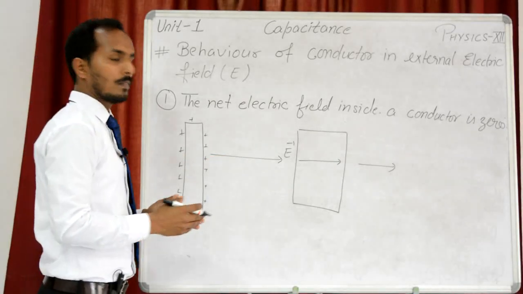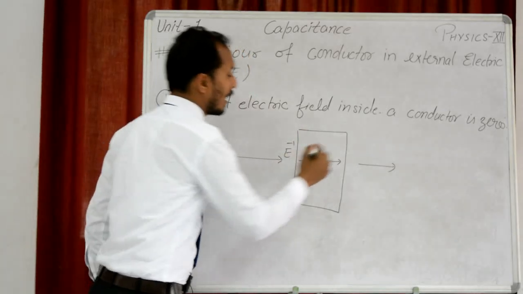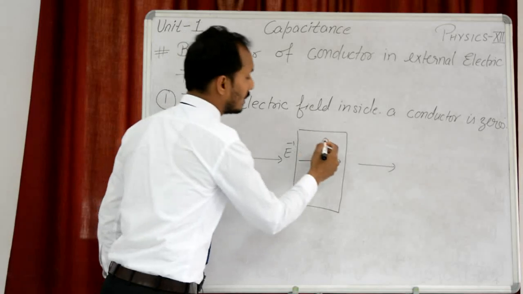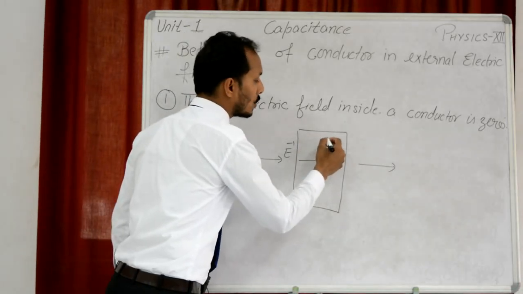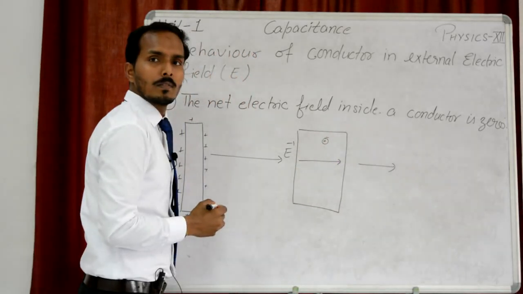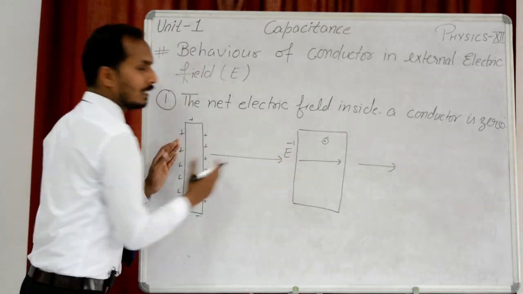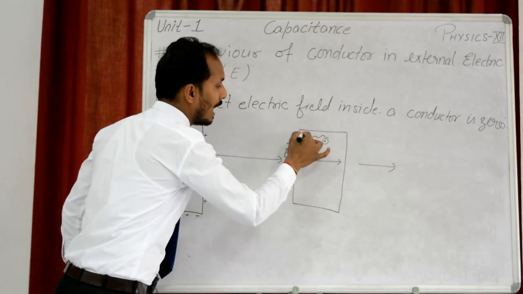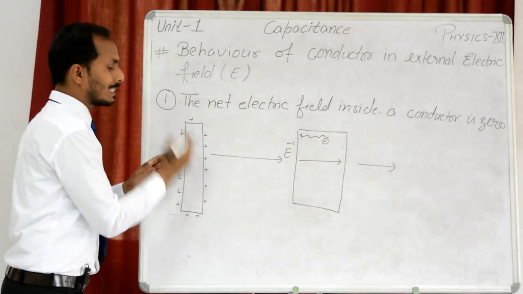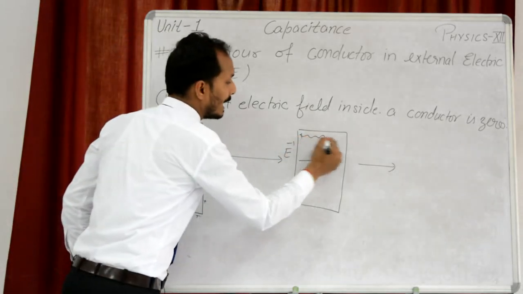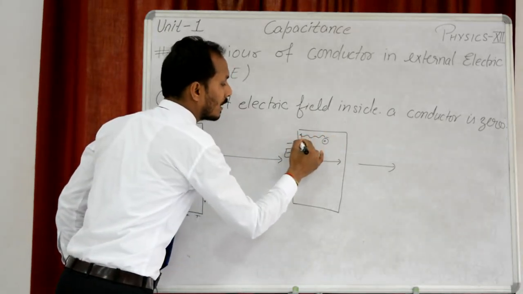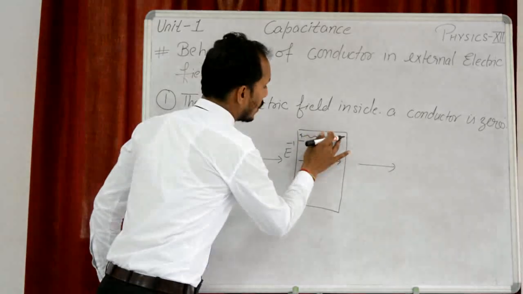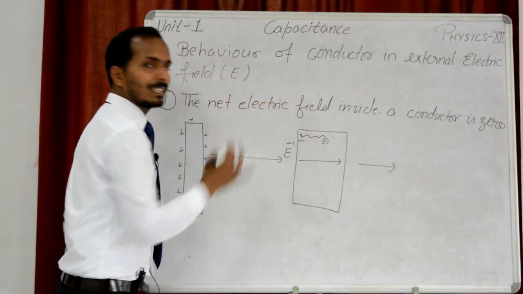This conductor has atoms, and each atom has a nucleus with positive charge, and the outermost orbit has some electrons. When you place it near the charged plate, these electrons move towards the positively charged plate. You can say these electrons come near this side, so the electrons move to this surface.